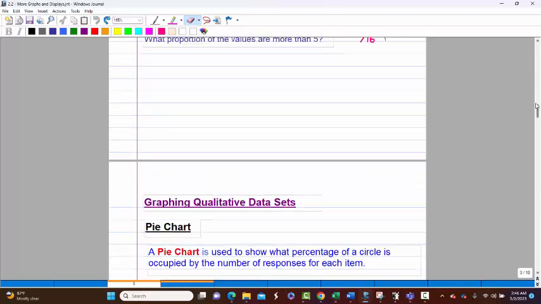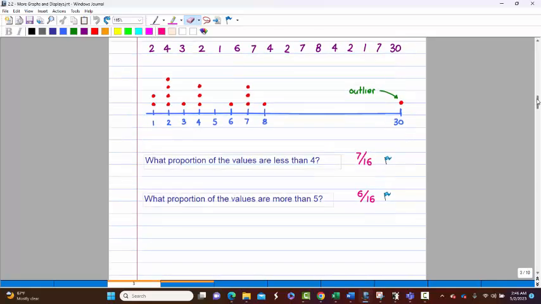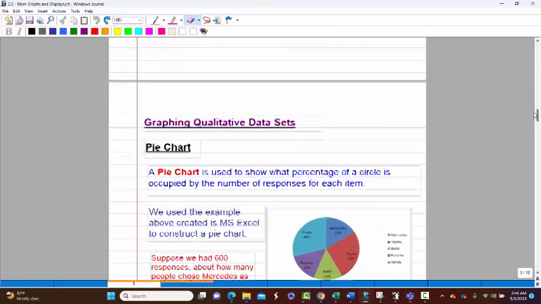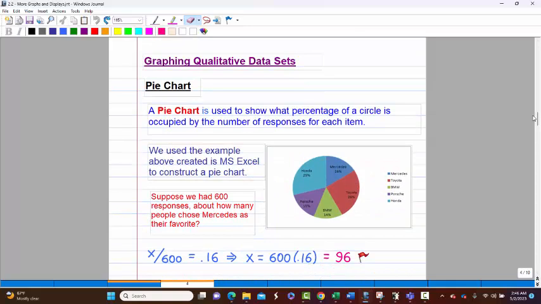Wonderful. And that's basically the science of dot plots right there. That's really all there is to it. Now let's talk about graphing qualitative data sets.